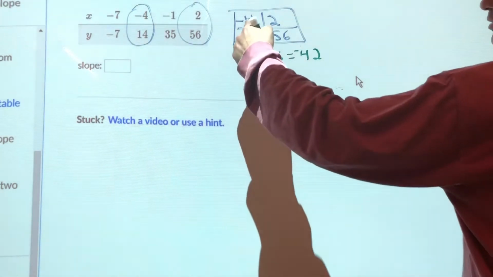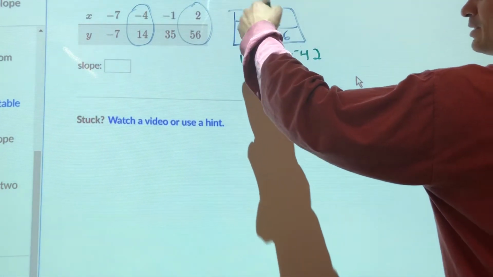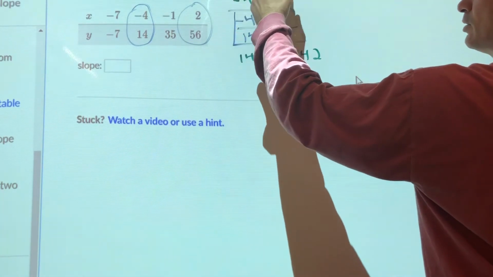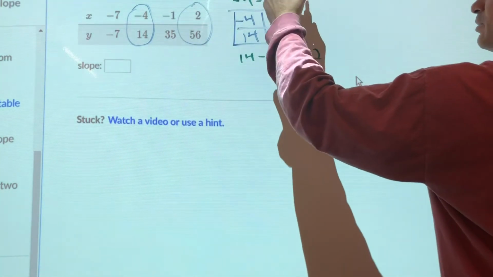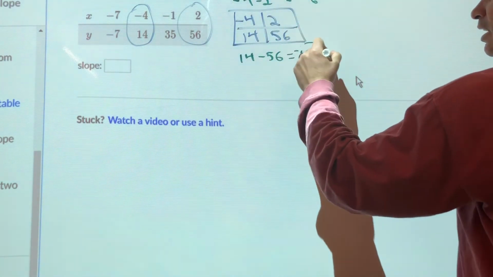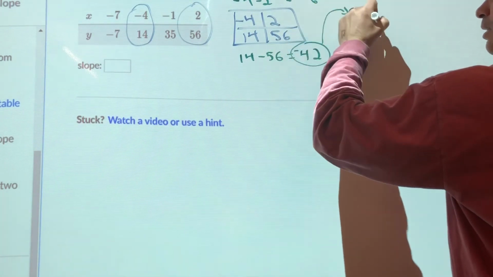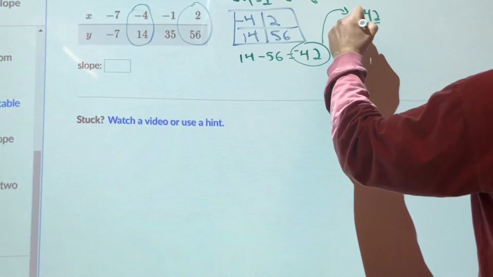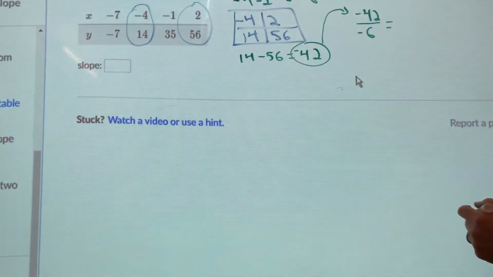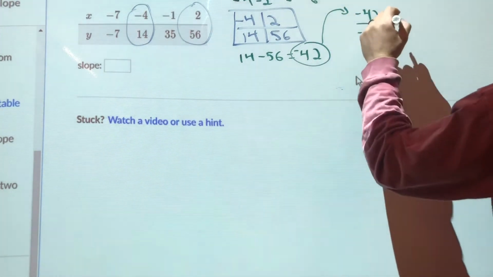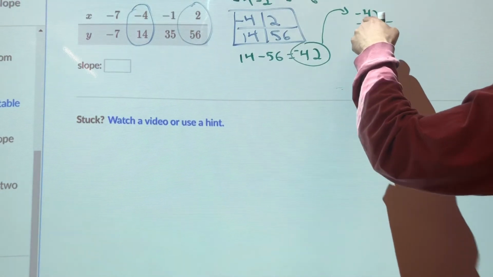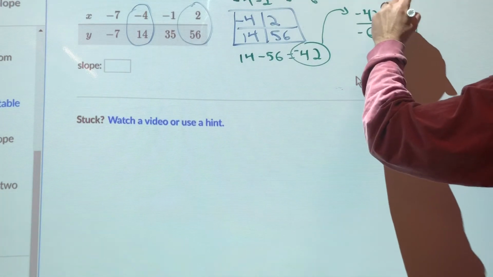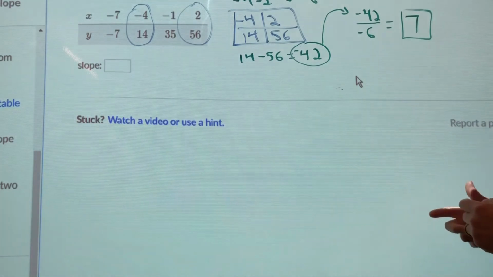And then I have negative 4 minus 2. Negative 4 minus 2 is equal to negative 6. So this goes on top, this comes on the bottom: negative 42 over negative 6. Negative 42 divided by negative 6 divides evenly. Negative divided by negative is positive. 42 divided by 6 is 7. So this answer is 7.